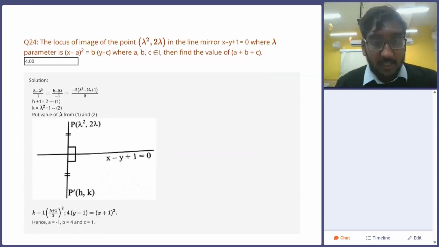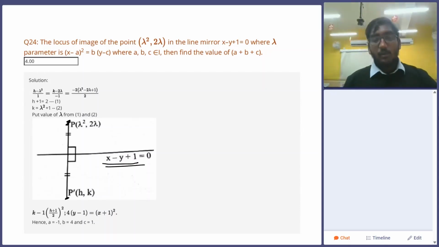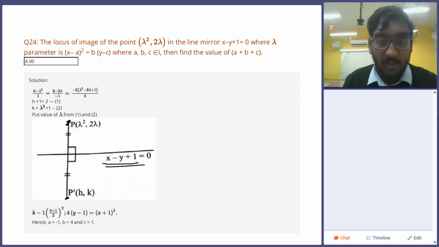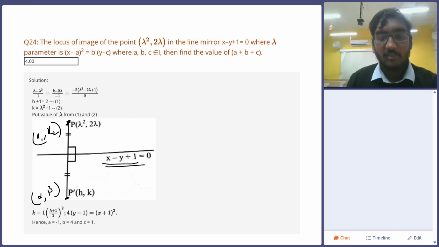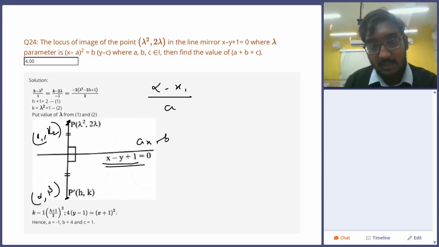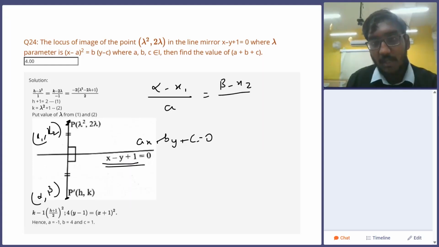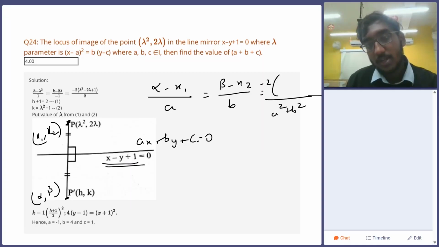In case this happens to be the object, this is the image and this is the mirror, then the equation should be something like this. Let's say this is alpha comma beta and this is x1 comma y1. So the equation will be: alpha minus x1 divided by a, and let's say the line is ax plus by plus c equal to 0, that should be equal to beta minus y1 by b. That will be minus 2 times, with denominator a square plus b square.